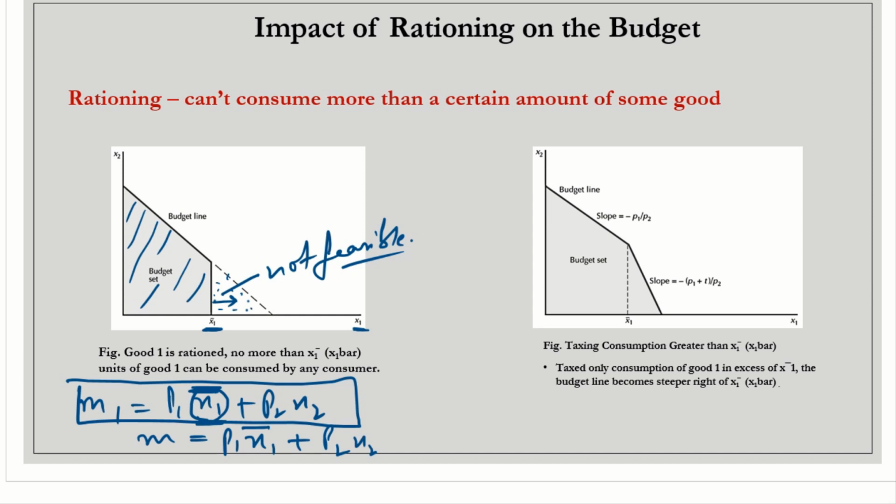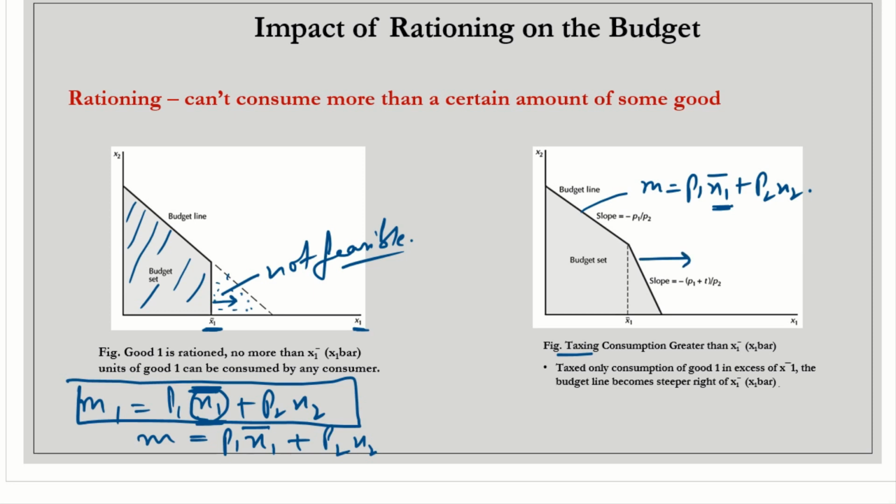Now, if you observe this figure, what happens when you try to consume more than this x1 bar, because there was a restriction on this amount? If someone wants more of x1, they have to pay more tax. So if the consumer is paying tax on x1, the equation for this line is going to change. How? For this line you had m equals p1 x1 bar plus p2 x2, right? But now your x1 is going to get taxed if you consume more than x1 bar.